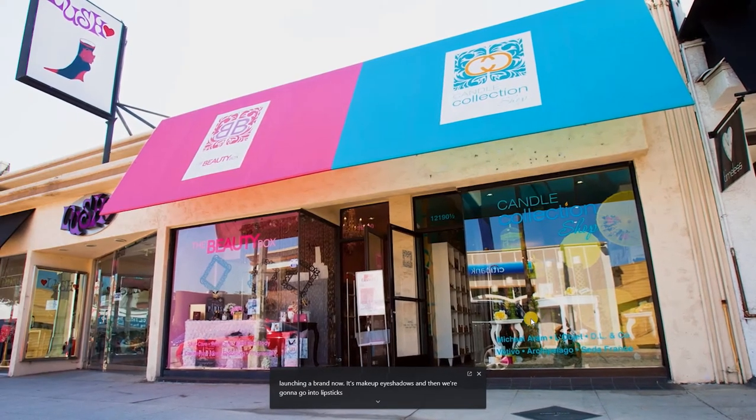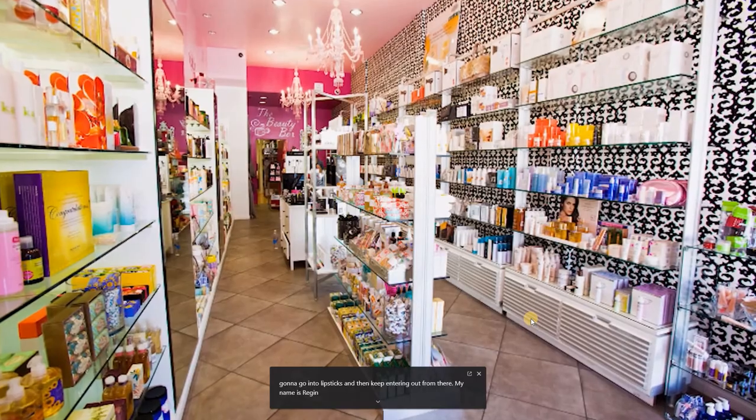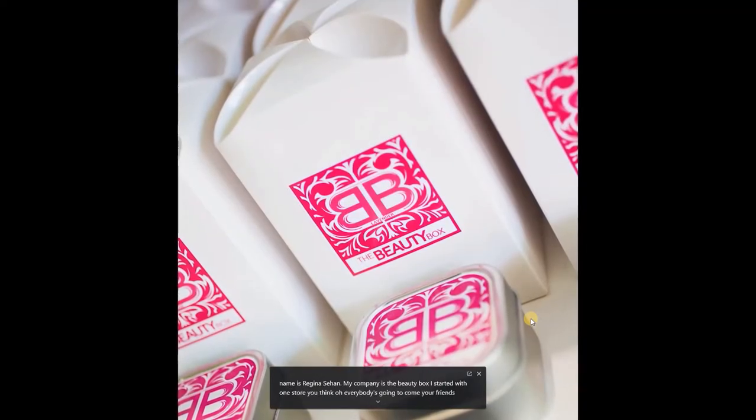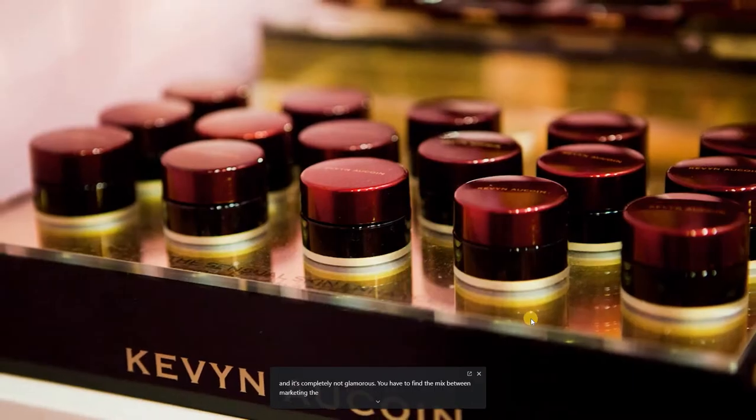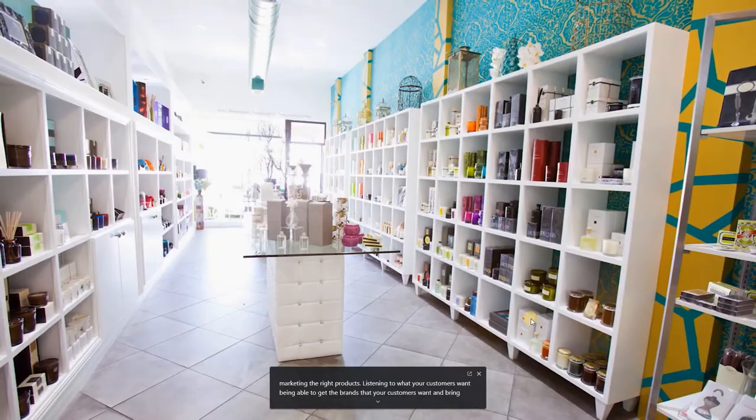I started with one store. You think, oh, everybody's gonna come, your friends are gonna come shop with you and everything else. It's so glamorous, and it's completely not glamorous. You have to find the mix between marketing, the right products, listening to what your customers want, being able to get the brands that your customers want, and bringing all that together.